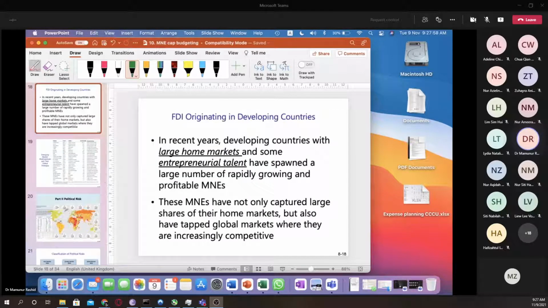There are a lot of FDIs, or investments, nowadays originating in developing countries. Previously, FDI was a thing of the developed countries, which made investments into developing countries. But nowadays there are exceptions where developing countries are making a lot of foreign direct investment. Let me give you an example in the next slide.